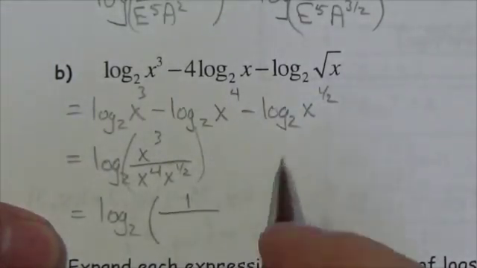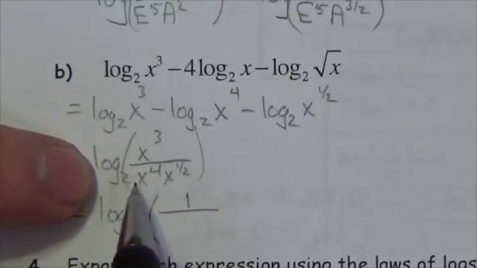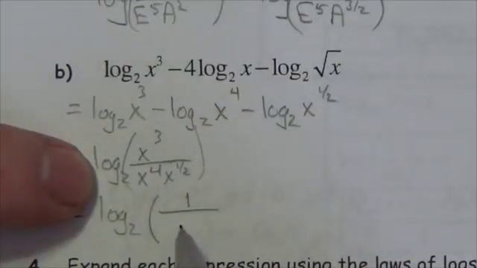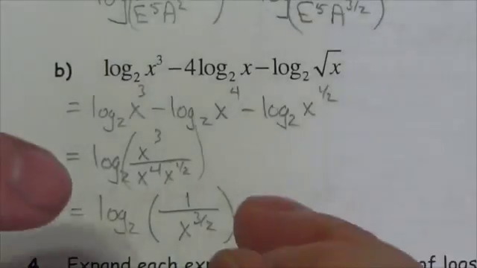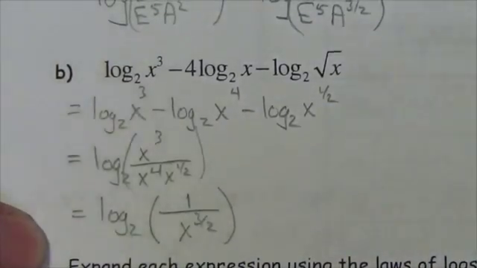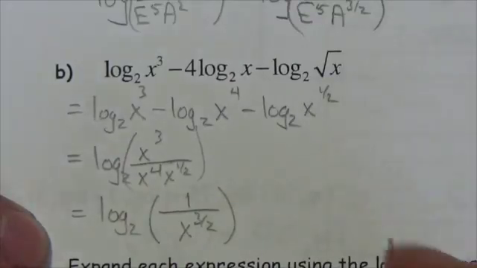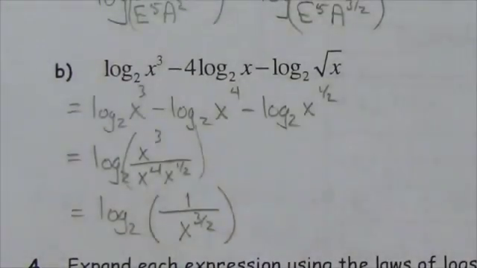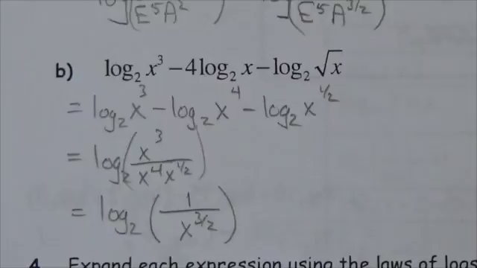This is going to equal the log base 2 of, well, x cubed over x to the 4th here, they're going to mostly cancel. I'll be left with 1 extra factor of x in the denominator, and then multiplied by x to the 1/2 will be x to the 3/2 when you add those exponents. And so there's my expression, the log base 2 of 1 over x to the 3/2. I can play with that a little bit here, but that's really about as good as I need to take it right now.